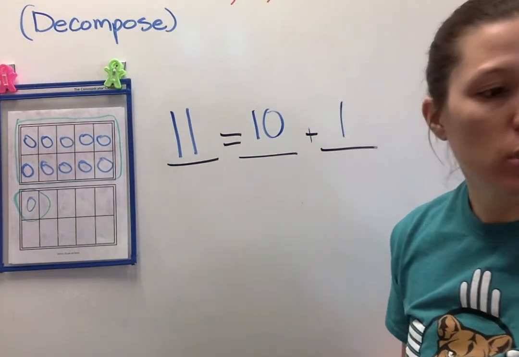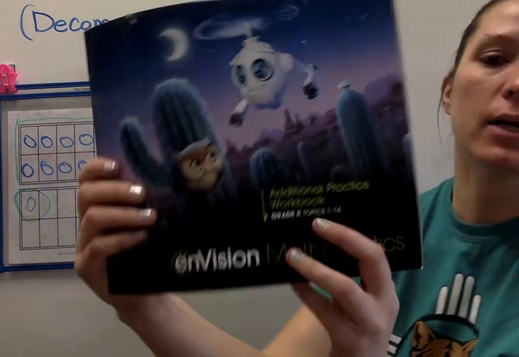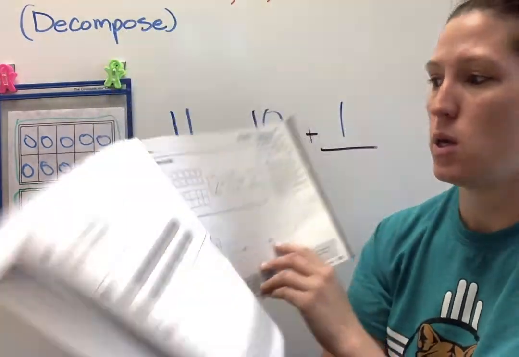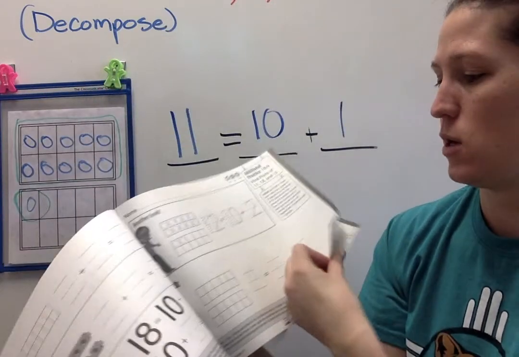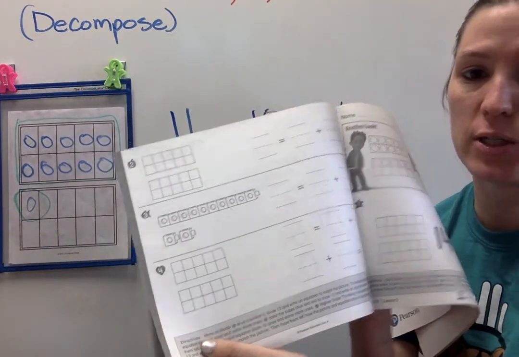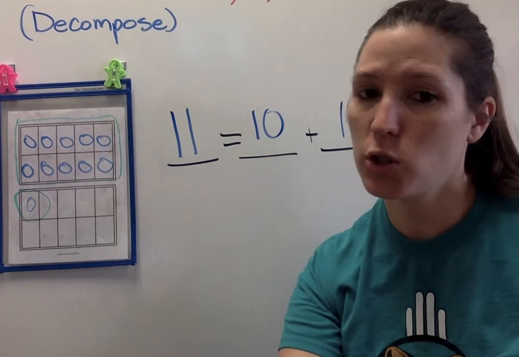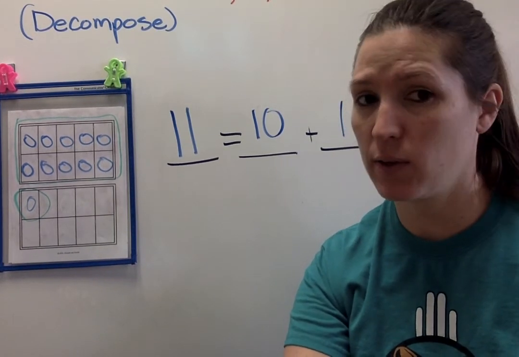So now it will be your turn to get your additional practice workbook and go to page 135 and do both pages. All right, now it is your turn to find parts of 11, 12, and 13.